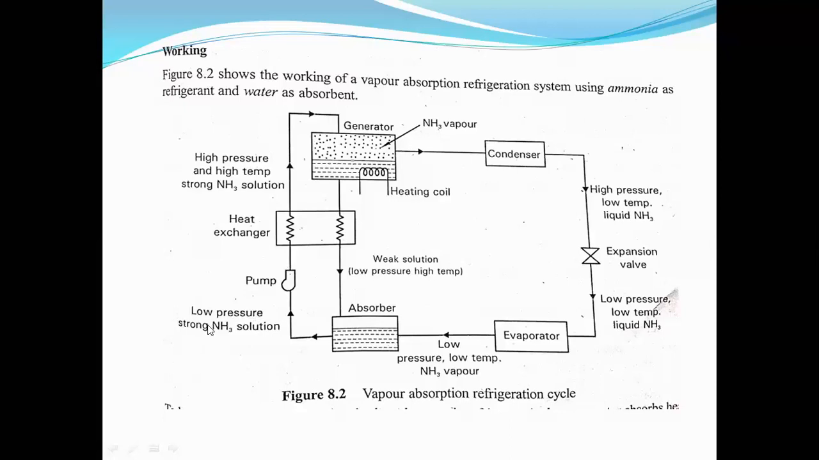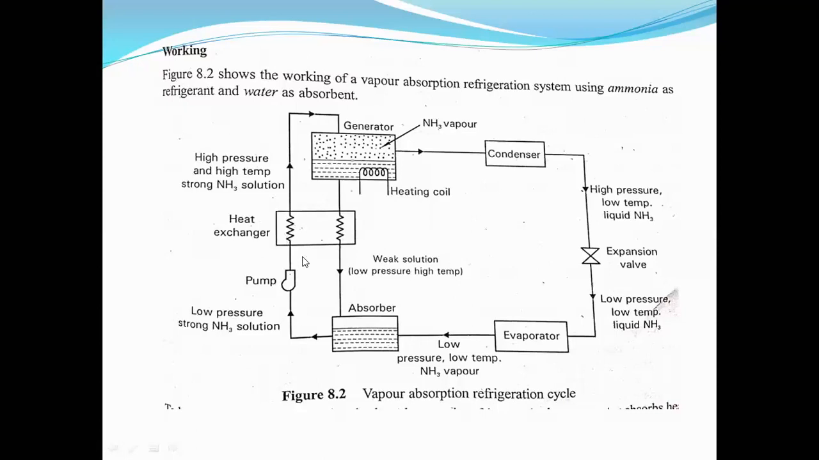What is the condition now? The low pressure, low temperature, strong ammonia solution passes through the pump, and this enters into the heat exchanger. We have a part called the heat exchanger. A heat exchanger is a device where the exchange of heat takes place. For example, in your boiler, you studied the fire tube boiler and the water tube boiler, where exchange of heat takes place. In one pipe water is flowing, in another pipe steam is flowing. That is also a sort of heat exchanger.